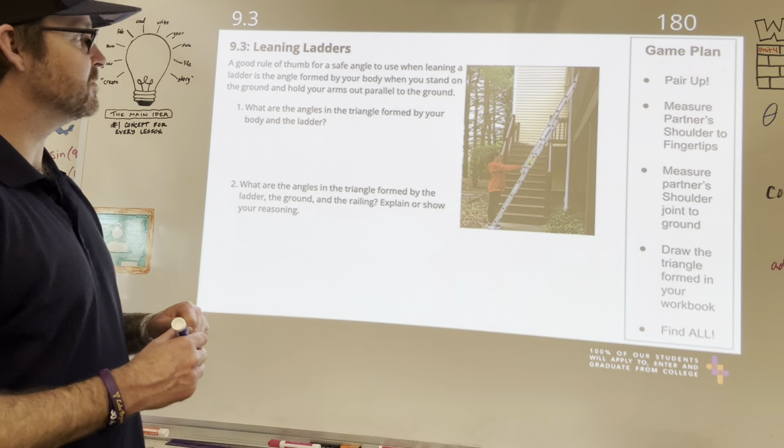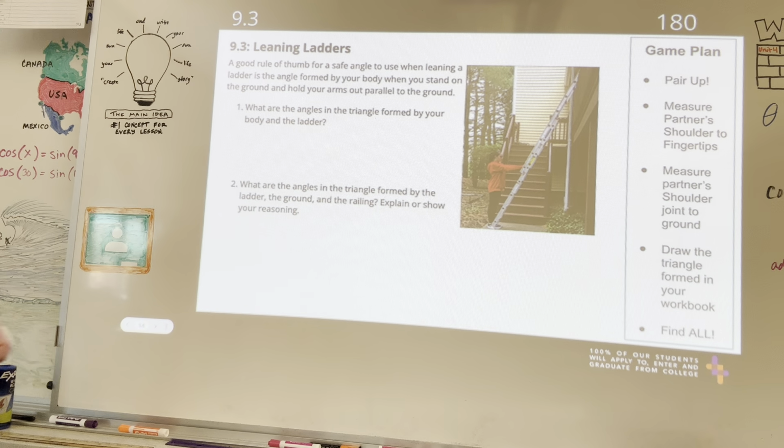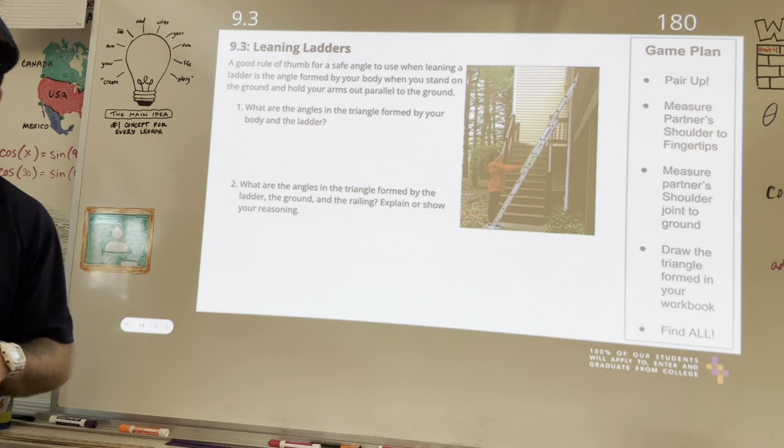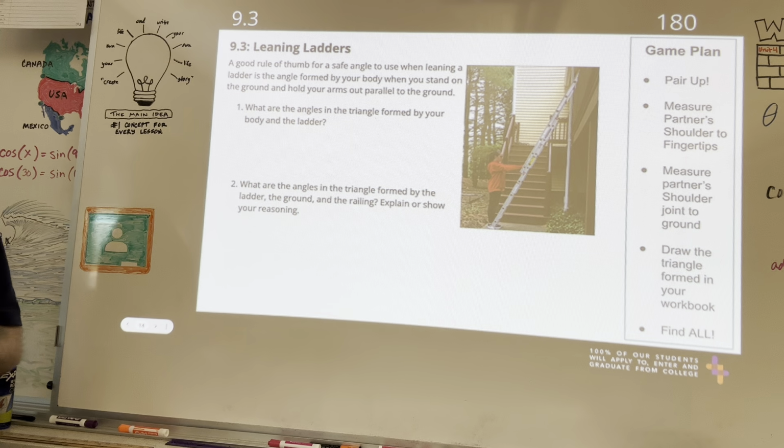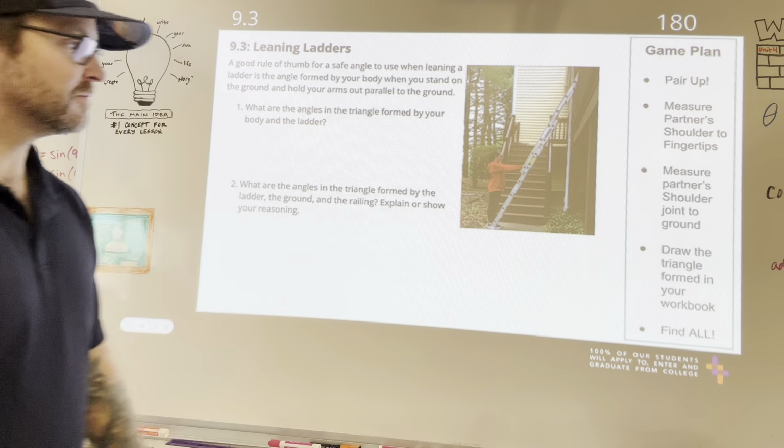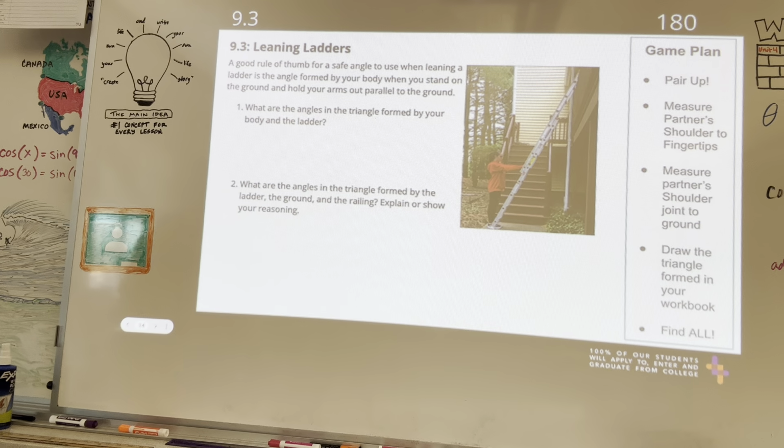So anyway, a good rule of thumb for a safe angle to use when leaning a ladder is the angle formed by your body when you stand on the ground. Hold your arms out parallel to the ground. You could do a word wall if you wanted. Number one, what are the angles in the triangle formed by your body and the ladder? Everyone's looking at you like, huh? I don't know. But here's what you do.